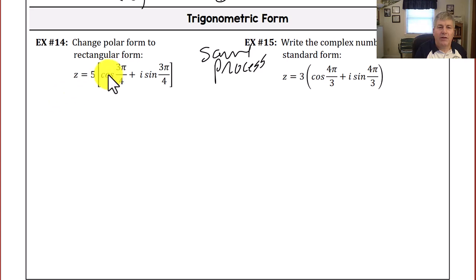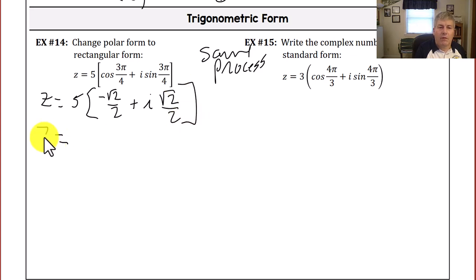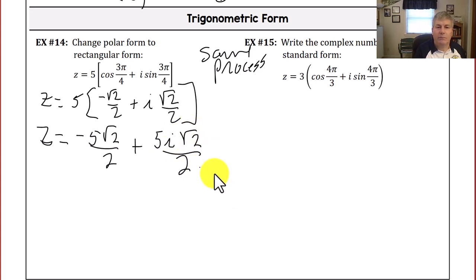Let's start with 14. So we have z equals 5 times... well, the cosine of 3 pi over 4, we can pick that off of our unit circle and simplify that. That's just negative square root of 2 over 2. And the sine of 3 pi over 4 is the square root of 2 over 2. So z is equal to negative 5 square root of 2 over 2 plus 5i square root of 2 over 2. And that is our rectangular form of that answer.